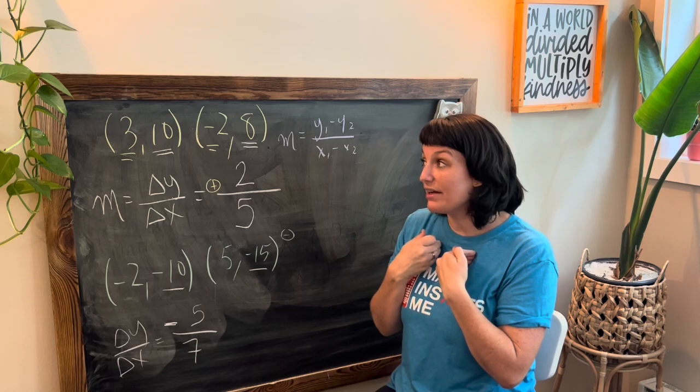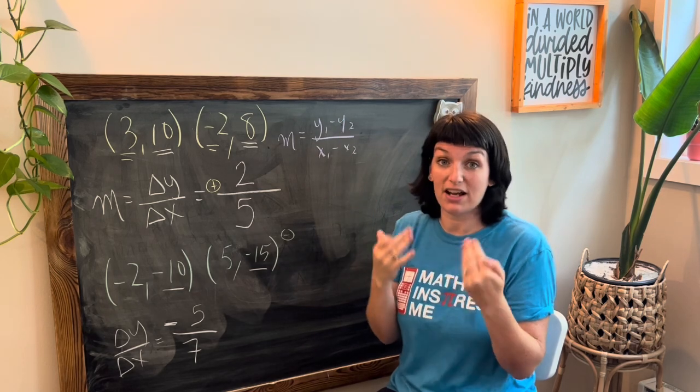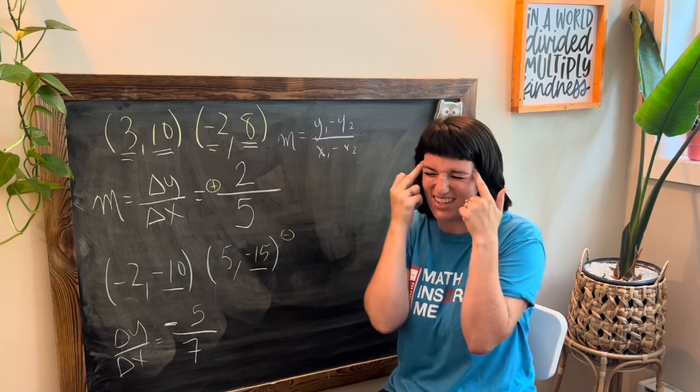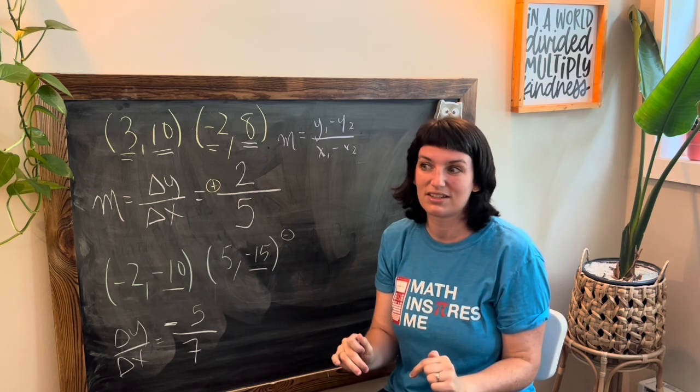So my way: get your change over change and then find your sign. You get your change and then you just think through, is it positive or is it negative?